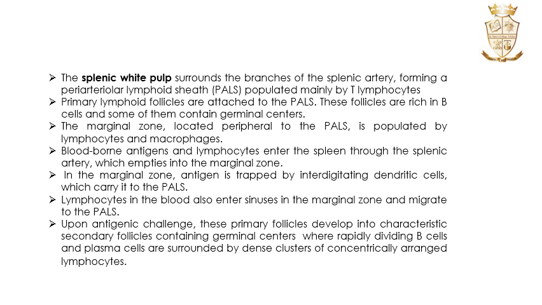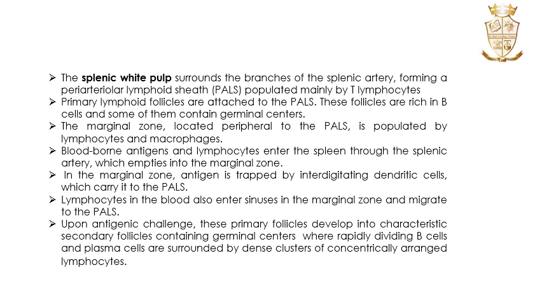Bloodborne antigens and lymphocytes enter the spleen through the splenic artery, which empties into the marginal zone. In the marginal zone, antigen is trapped by interdigitating dendritic cells, which carry the antigen to the PALS or periarteriolar lymphoid sheath. Lymphocytes in the blood also enter the sinuses in the marginal zone and migrate to the PALS.